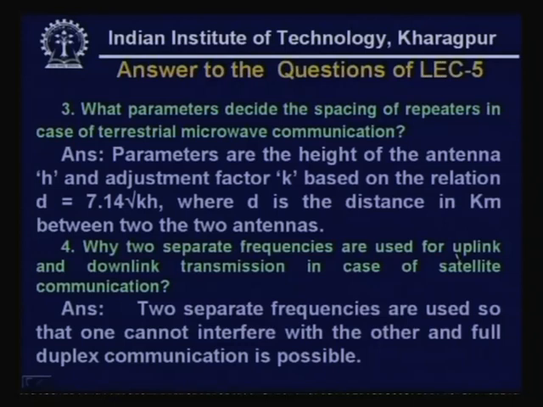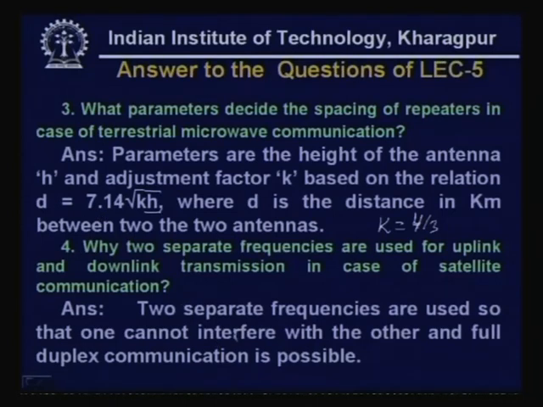Third question was, what parameters decide the spacing of repeaters in case of terrestrial microwave communication? The parameters are the height of the antenna h and the adjustment factor k, based on the relationship d = 7.14 root kh, where d is the distance in kilometers between the two antennas. Based on the height of the antenna used, one can calculate the distance, and usually the value of k is equal to 4 by 3, which can be used to compute the distance.